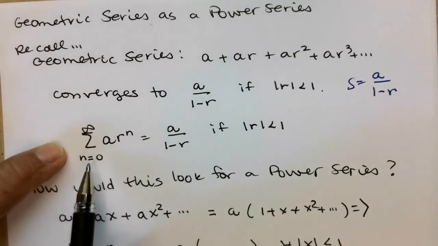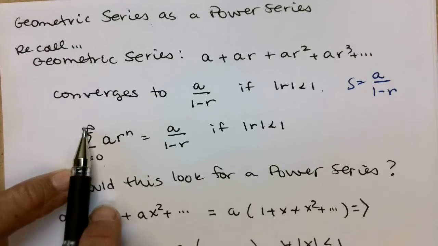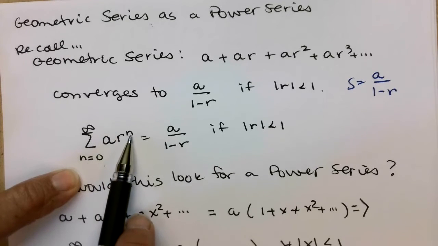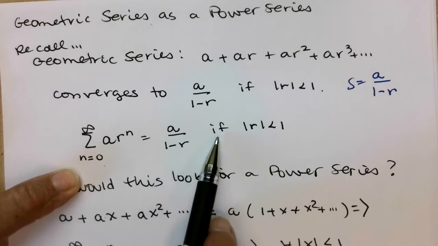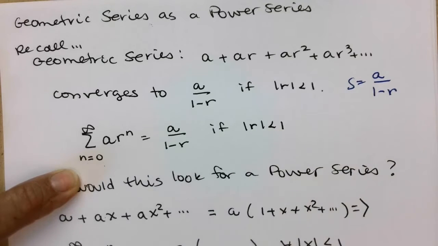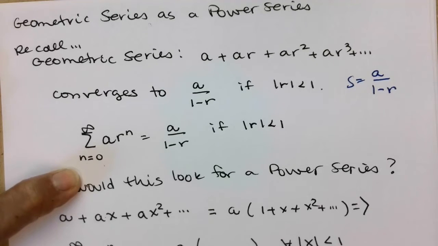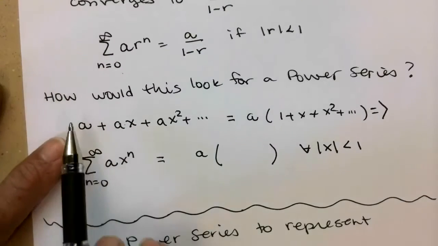So in series notation, from n equals 0 to infinity of a times r to the n, this equals a over 1 minus r as long as the absolute value of r is less than 1. Okay. So now we're going to take a step and say, what if we toss some x's in to go along with that? So I'm going to swap out that r and put in an x.